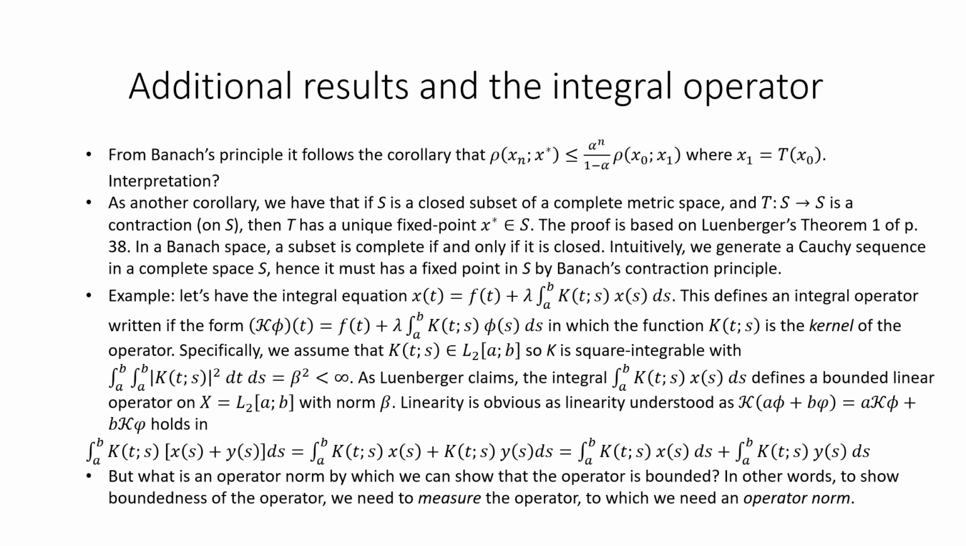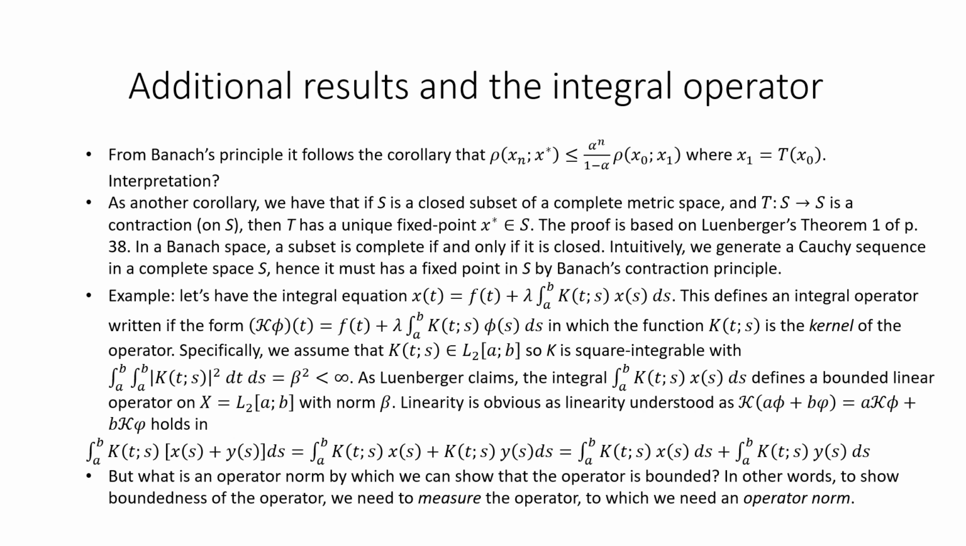As Luenberger claims, this integral operator defines a bounded linear operator. These are two claims, actually: a bounded and linear operator on the space L2 with norm beta. Linearity is obvious. By linearity, we mean that the operator is linear. This is obvious if you have a look at the operator, but boundedness must be demonstrated in a separate step.